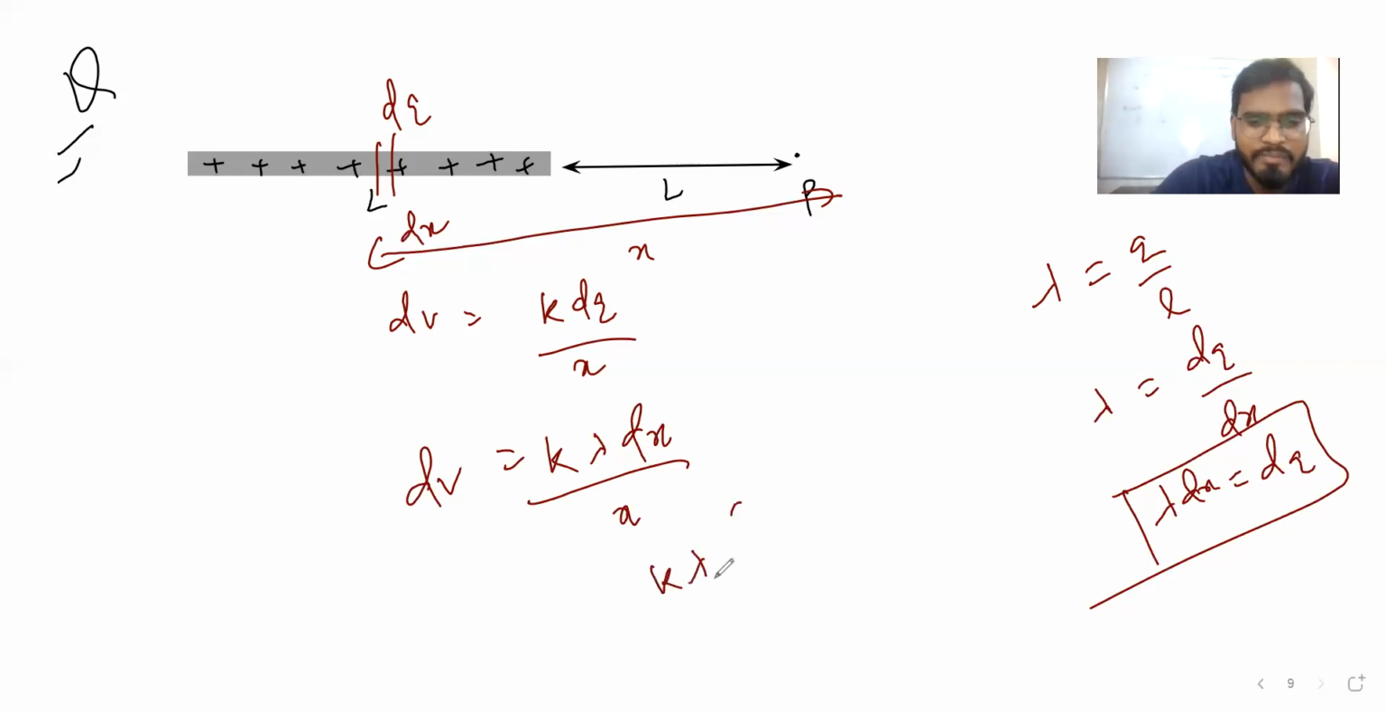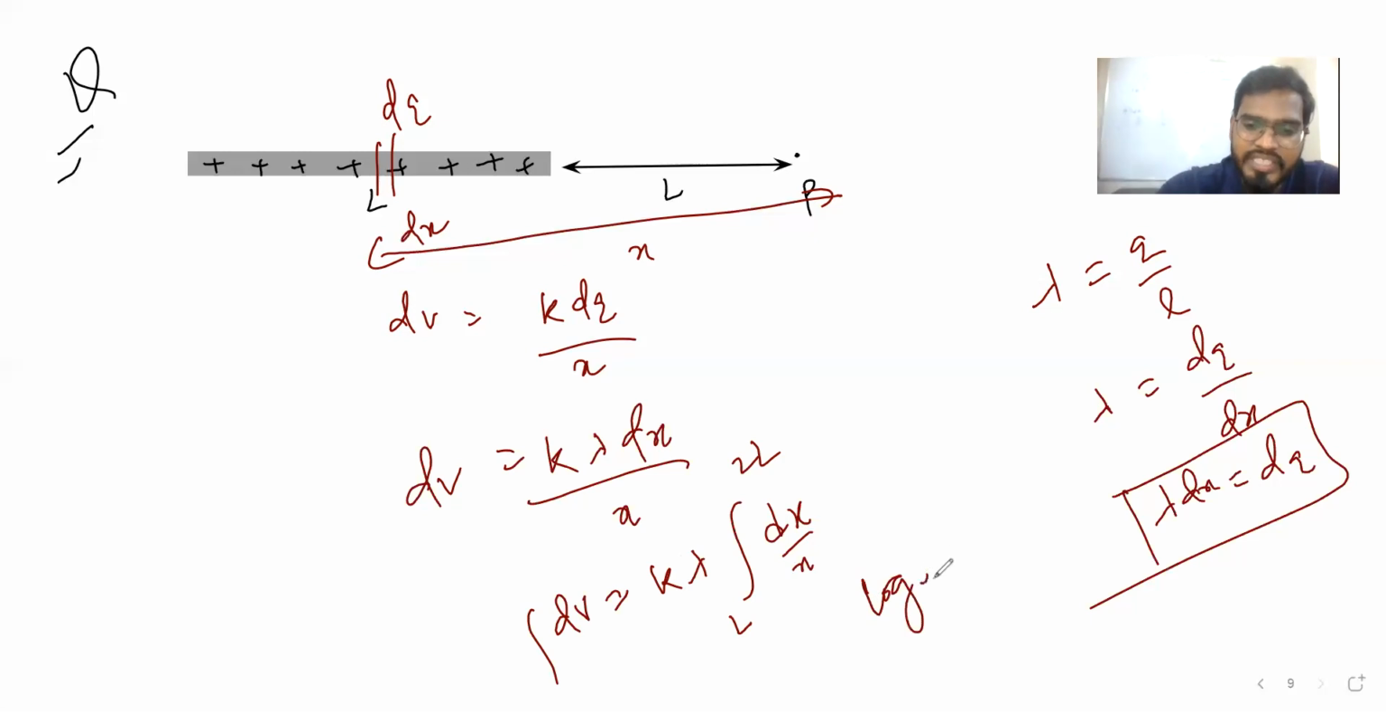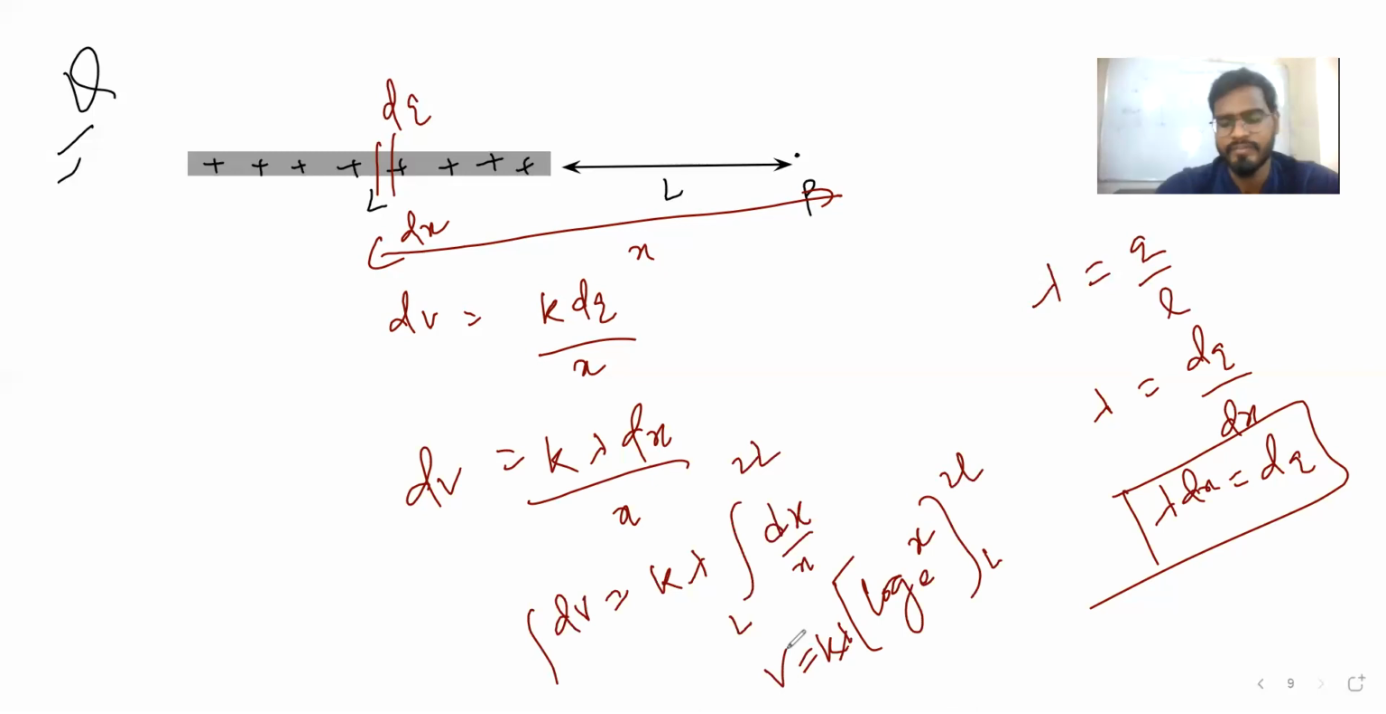So we can say k lambda integration of dx by x is equal to integrated dv. From where to where? Now we can say L to 2L. So now the integration of dx by x again is log base e of x, from L to 2L, k lambda. Okay, I am assuming that you know this integration, and you should know it. There is no other way.